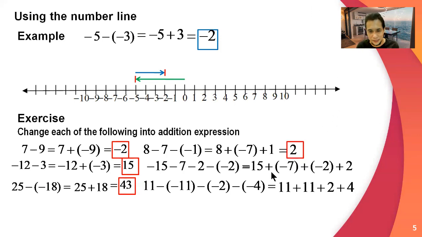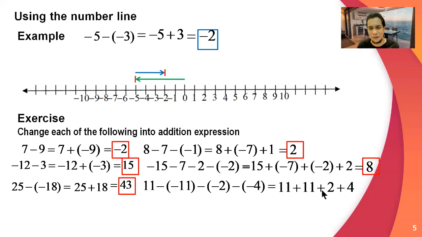All right. Next, 15 plus negative 7 plus negative 2 plus 2. What's the answer? Okay. So you combine all the positive: 15 plus 2, that's 17. You combine all the negative: negative 7, negative 2, that's negative 9. So positive 17 plus negative 9, the answer would be positive 8.